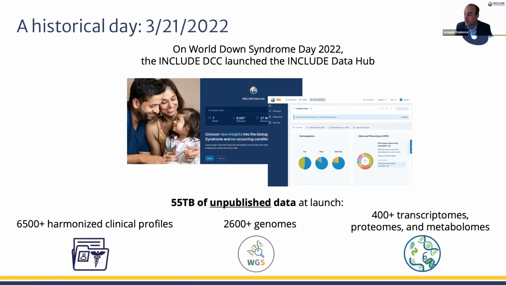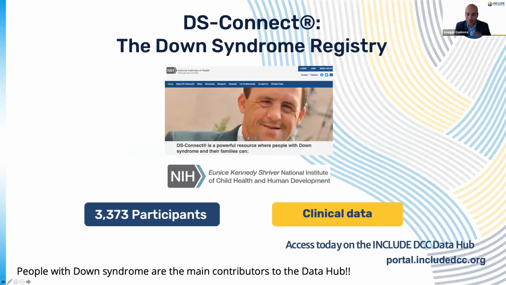This is remarkable. Look at this. In March, all these studies released to the public 55 terabytes of unpublished data, 6,500 plus harmonized clinical profiles, more than 2,600 whole genome sequences, 400 plus transcriptomes, proteins, metabolomes, really leading the way when it comes to open science. I want to go out of my way here and really highlight the contributions from all these studies.